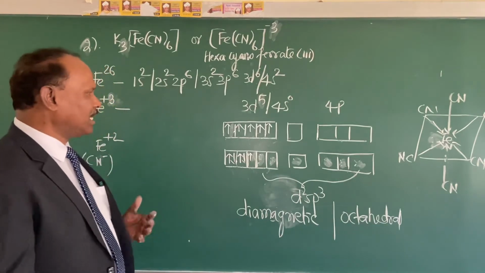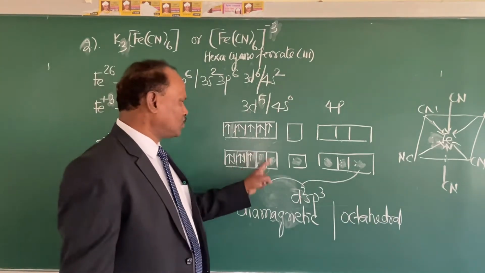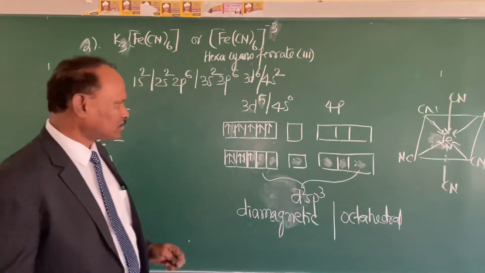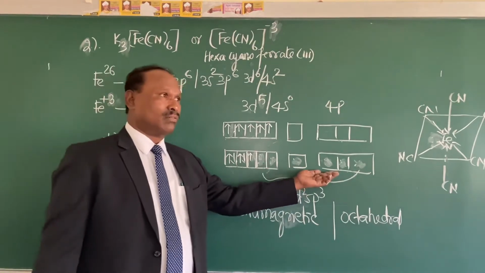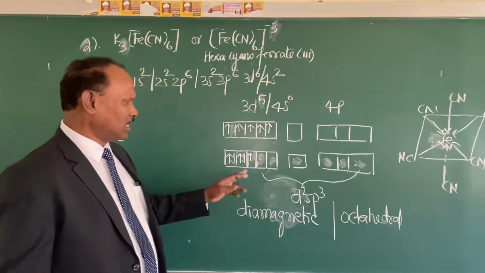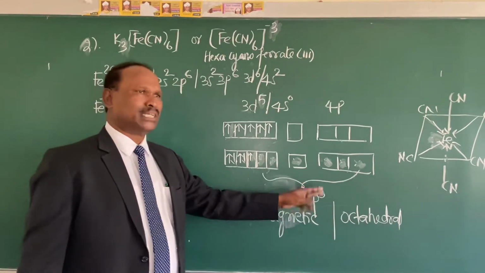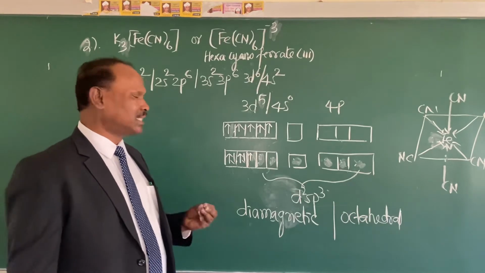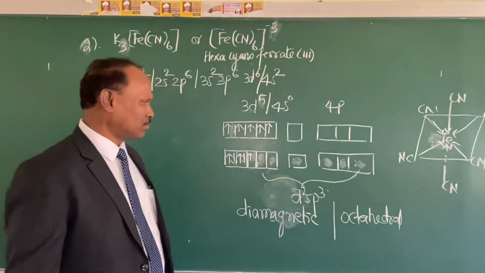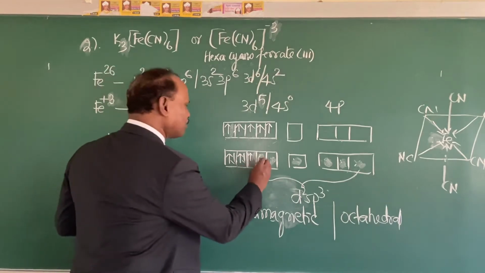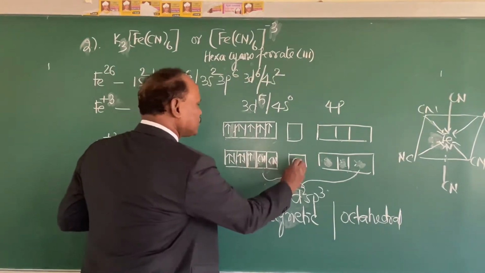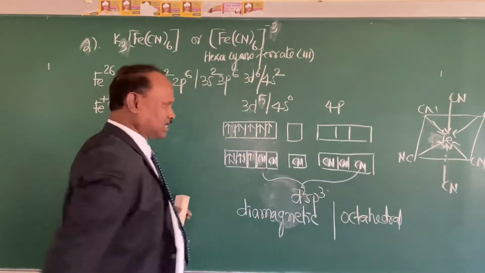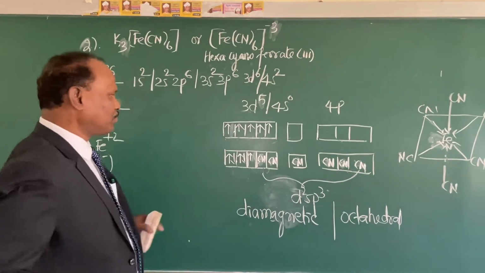Now how many empty orbitals are there? 1, 2, 3, 4, 5, 6. These 6 orbitals having different energies once again undergo hybridization to give d2sp3 hybrid orbitals possessing the same energy. Once they form these d2sp3 hybrid orbitals, they accept electrons from the cyanide ligand and form 6 coordinate bonds like that. Now look at this complex.